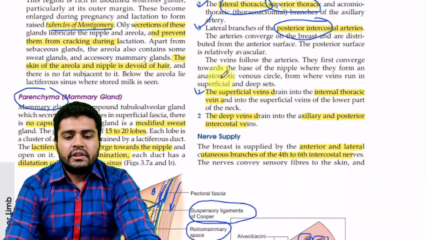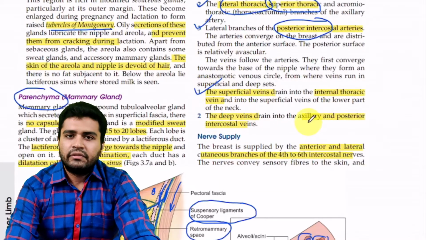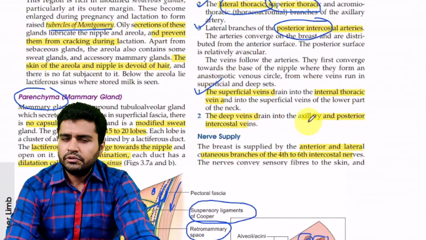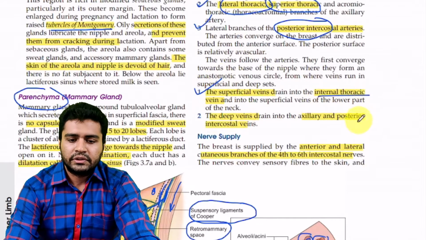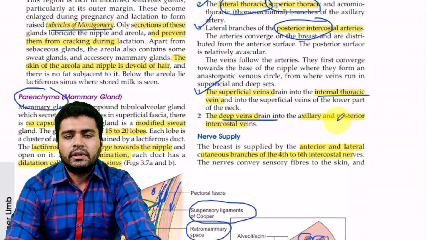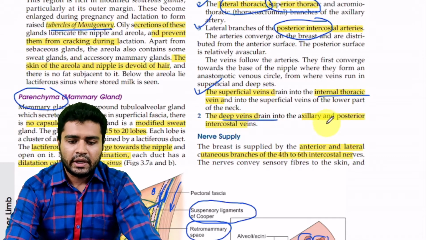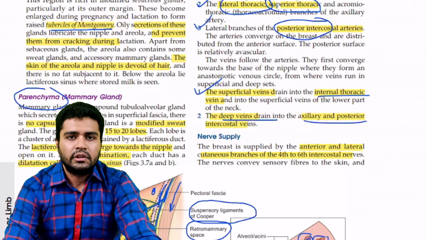Now venous drainage goes into the superficial veins as well as the deep veins. The superficial veins go mainly into the internal thoracic vein, and the deep veins mainly go into the axillary as well as the posterior intercostal veins.